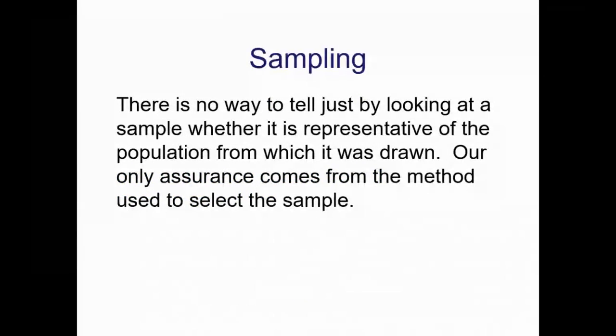Let's look at sampling. There's just no way to tell. Let's say we get a study, the results back. I need to quit saying the word experiment, unless I'm talking about an experiment. You can't tell unless they tell you whether the sample is representative of the whole population. Our only assurance comes from the method they use to select the sample. So if they tell you we use this method, then our only assurance is the extent of that method.